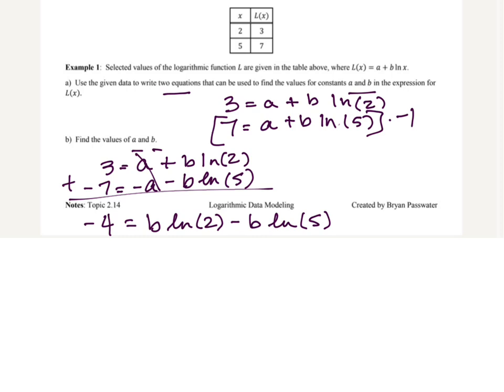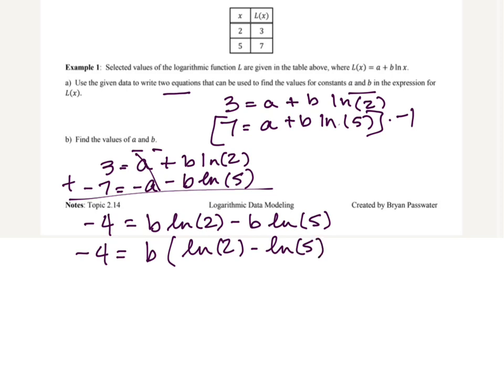So would you stack them? I'm going to solve for b first. Okay? So how are we going to get b by itself? I've got b natural log 2 minus b natural log 5. Factor that b out. So -4 is equal to b, open parentheses, natural log 2 minus natural log 5.